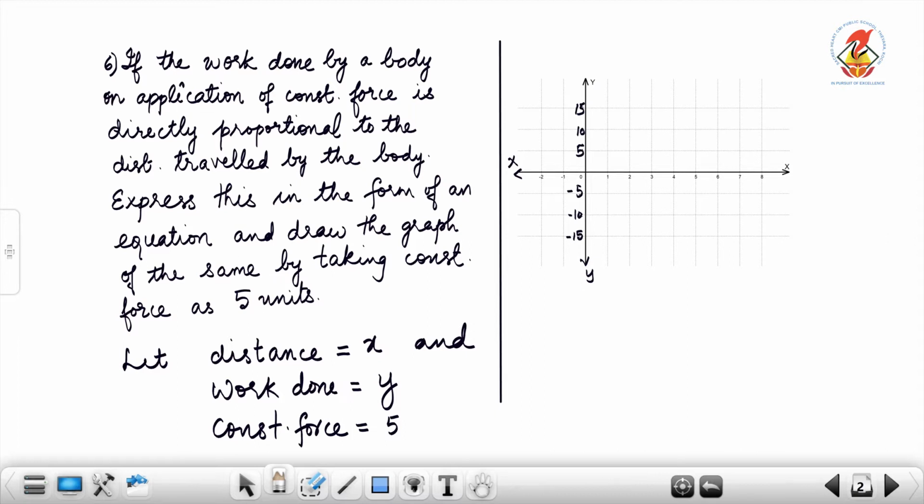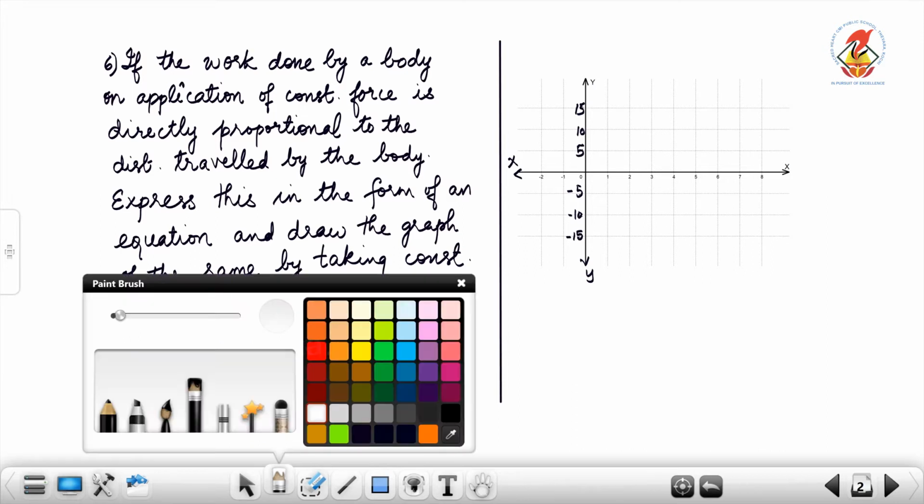Now you have learnt in physics the relation between work, force and all. So the same concept. If the work done by a body is directly proportional to the distance travelled by the body, these are the two unknown things. So we start our problem by writing, let the distance equal x, work done equal y, and they are saying about a constant force here, which is equal to 5 units.